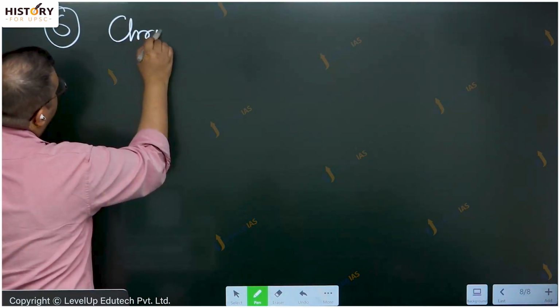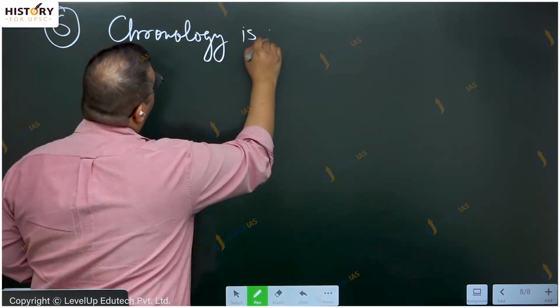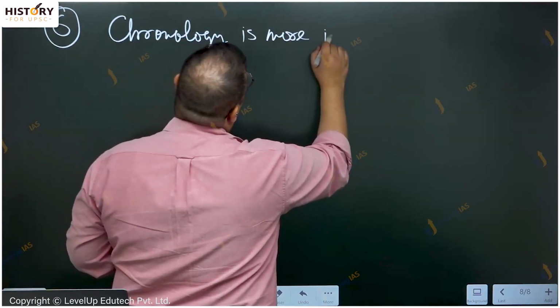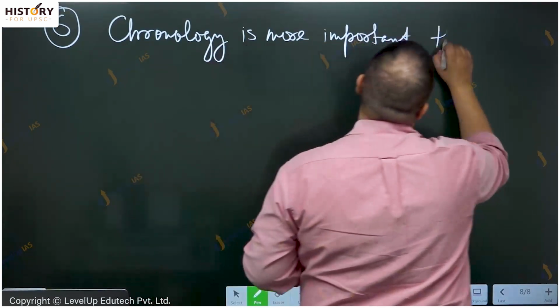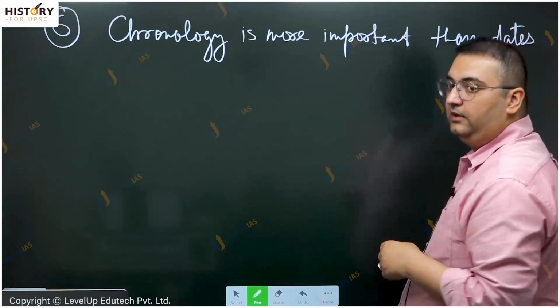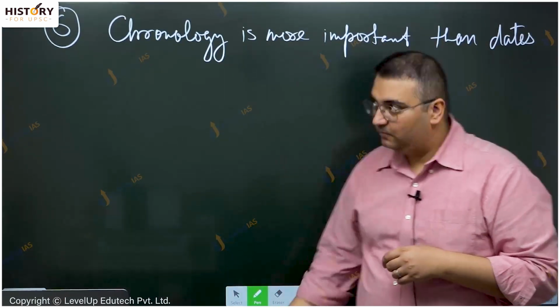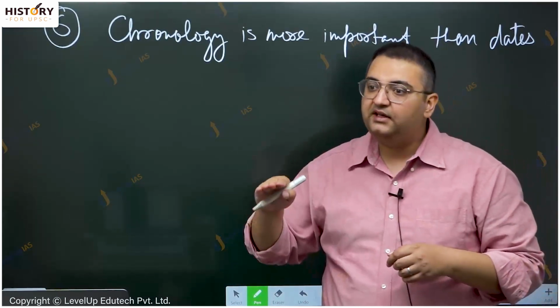chronology is more important than dates. ठीक है? So when I say chronology, it is not just the sequential arrangement of events.